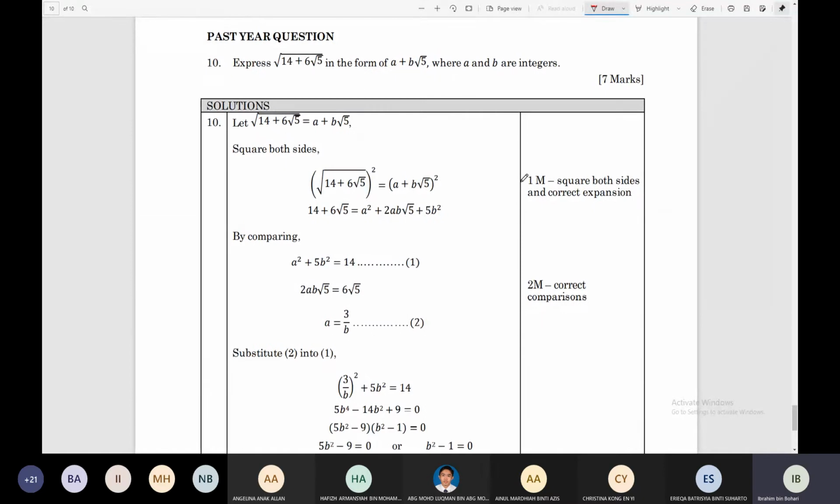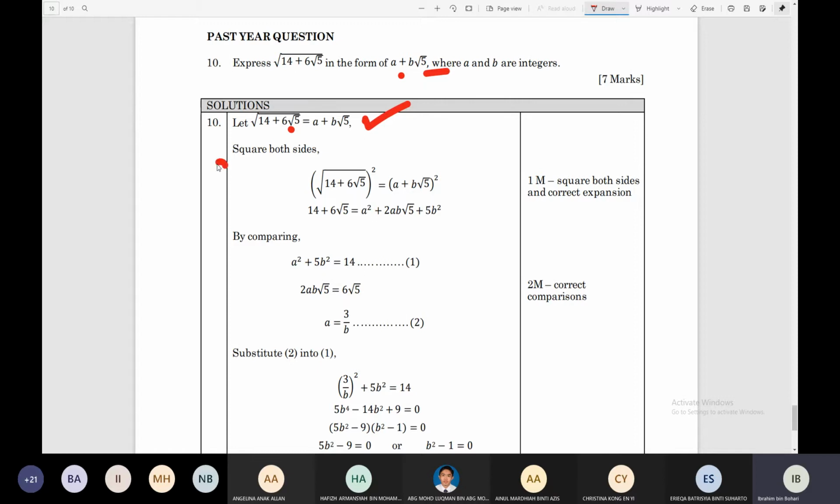Okay, question 10. Set 14 plus 6 root 5, and inform a plus b root 5, a and b integers. Okay, so first you let root of 14 plus 6 root 5 equal to a plus b root 5, and square both sides.